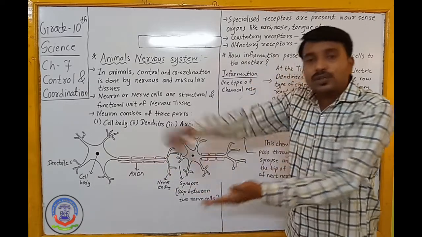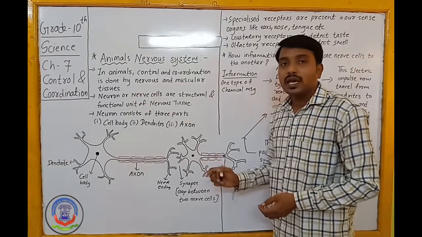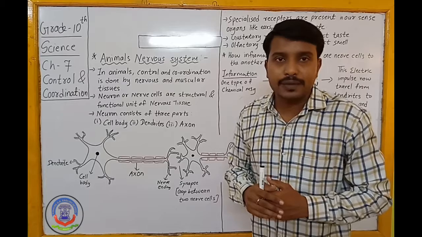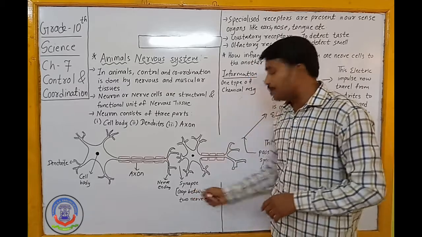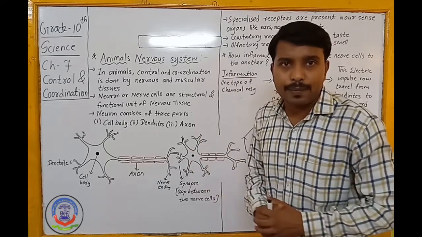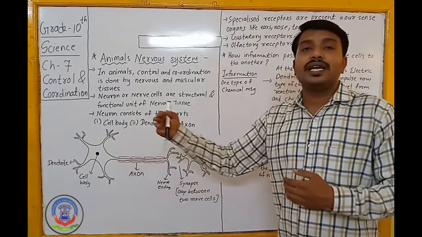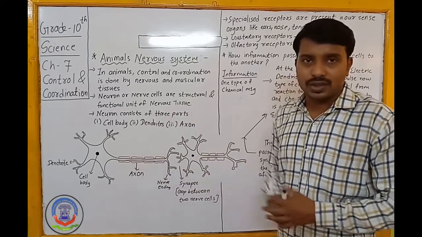Because it's a continuous chain of nerve cells which is there in our body, but between the two nerve cells there is a small gap. That gap is known as synapse, and it has some important role to play which we are going to learn in our later segment. So this is how your nerve cells' continuous chain is prevailing in our nervous system.